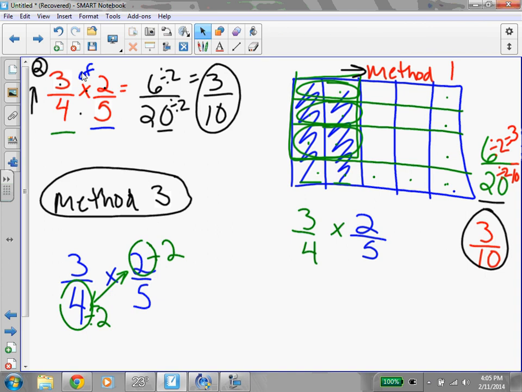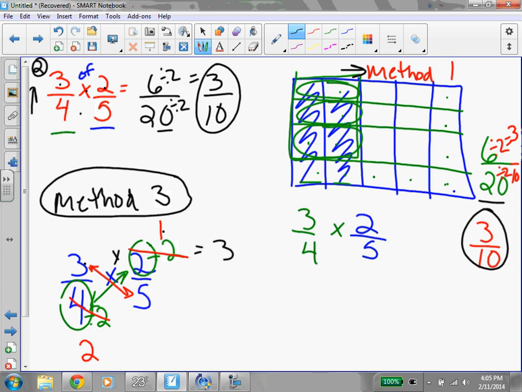All right, let's simplify that. 2 divided by 2 is 1. 4 divided by 2 is 2. I'm also going to look at the numerator from this first fraction and the denominator of this fraction. Is there a number that can go into 3 and into 5? No, there isn't. So I'm going to just take the information I have, and I have 3 times 1 is 3, and 2 times 5 is 10.